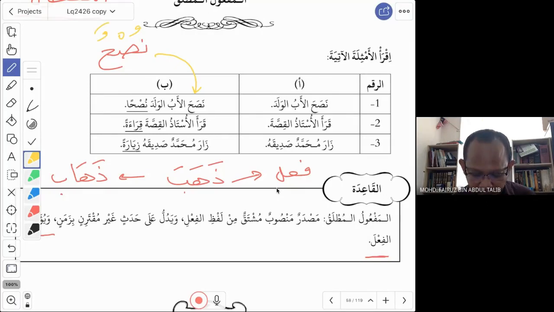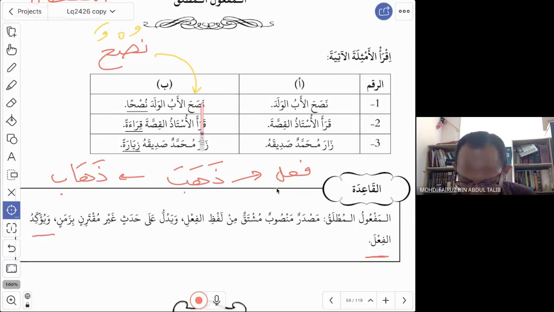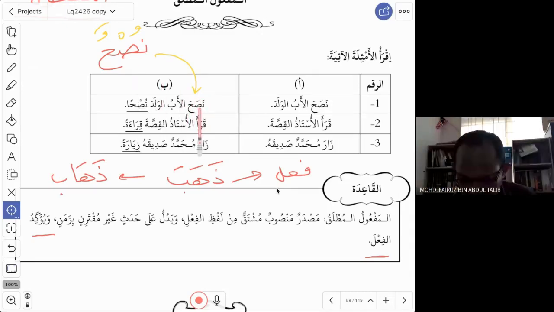If you want to emphasize the fi'il, you form a normal sentence, but then at the end, you take the verb that you want to emphasize and find its masdar. In this case, because this is a three-letter fi'il, you have to refer to the dictionary. The dictionary will tell you that the masdar is noshun. So you take the word noshun and put it at the end of the sentence.